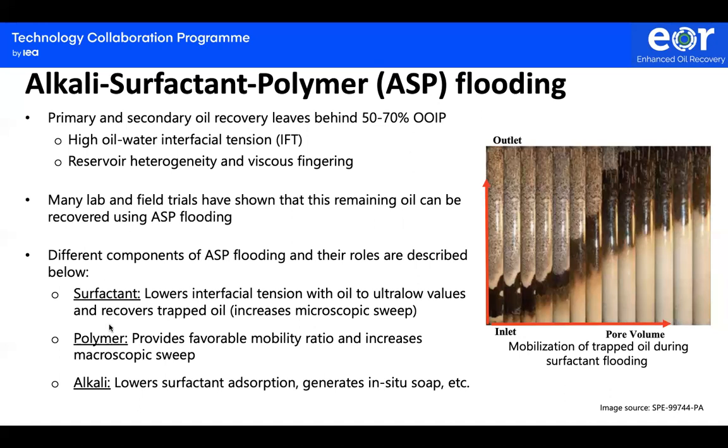These are the components of ASP flooding that I'm sure all of you are aware of. We have surfactants that lower the interfacial tension between oil and water, and that helps in improving the microscopic sweep efficiency. We have a polymer that provides a favorable mobility ratio and increases the macroscopic sweep efficiency. And then you have an alkali that lowers surfactant adsorption and generates in-situ soap. So in my presentation, I'll be mostly talking about interactions of alkali in the subsurface.